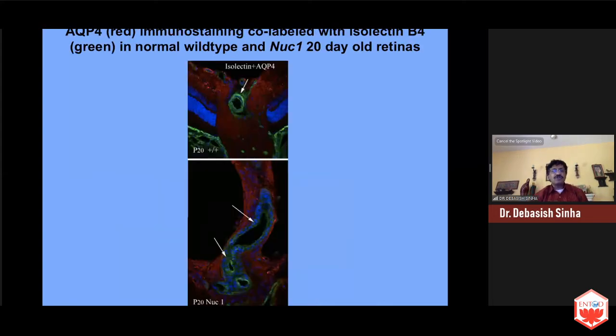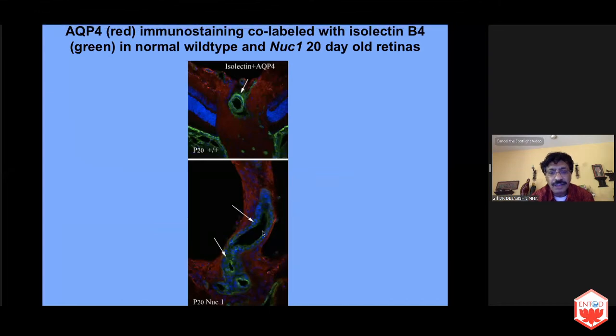So we also tried to look at the blood vessels by staining with isolectin B4, to be very clear that it is not remnants of something else that has not cleared off. Again, in wild type, you can see that by P20 there is no hyaloid artery, more or less. But you can see that in the Nuke-1 rats, the hyaloid artery has not regressed, and it is ensheathed by the astrocytes.